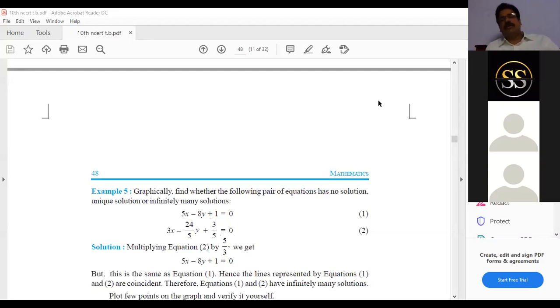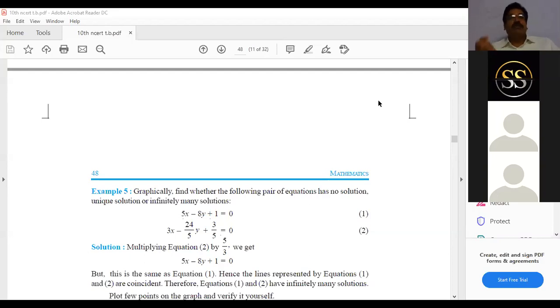Okay. A1x plus B1y plus C1 is equal to 0. Very good. A2x plus B2y plus C2 is equal to 0. Good. So this is the general form of a pair of linear equations in two variables, and the conditions also have to be stated: A1, A2, B1, B2, C1, C2 are all real numbers. A1 square plus B1 square is not equal to 0.